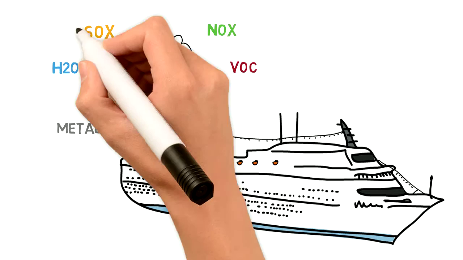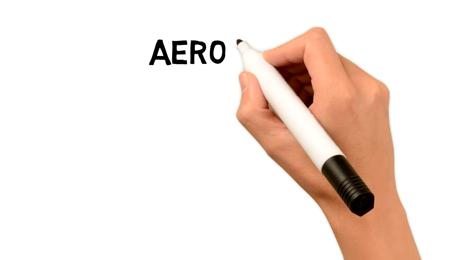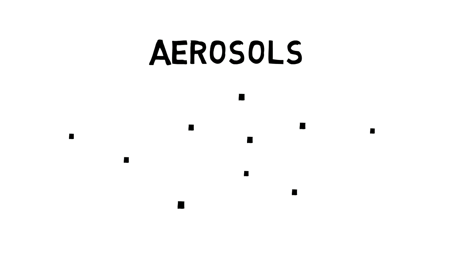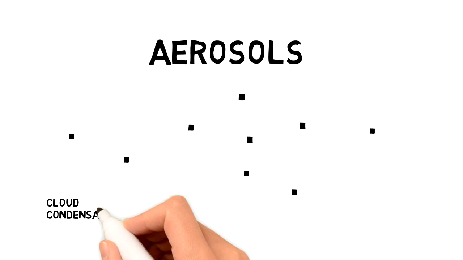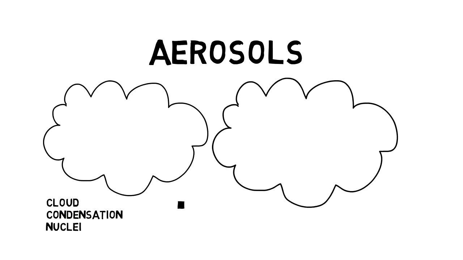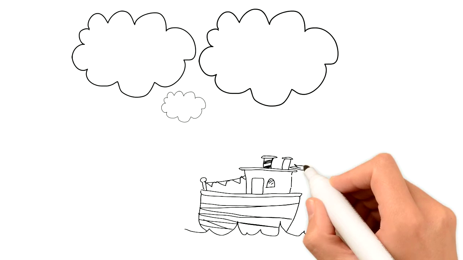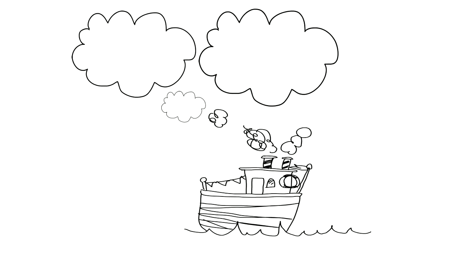The particulate matter, sulfur oxides, and nitrogen oxides in particular can form something known as aerosols, which are solid or liquid particles that are suspended in the air. Aerosols are important because they can act as cloud condensation nuclei, which are like tiny seeds that allow water vapor to condense on them and clouds to form. Ship tracks are the long lines of clouds that often form behind a ship's path.